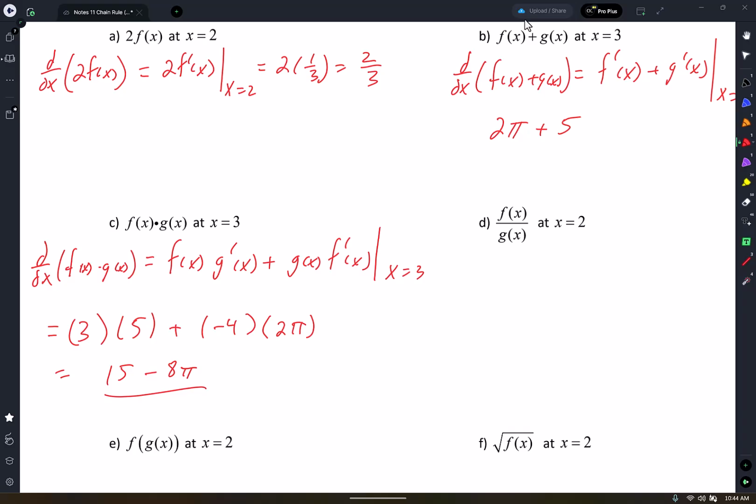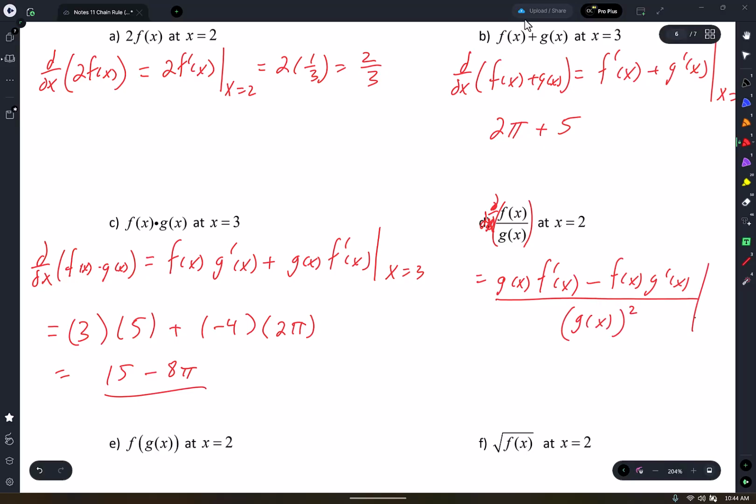What rule do I need for letter D here? Okay, so I'm running out of space. So I'm just going to do that to get my correct notation. Quotient. So I'm going to go bottom, derivative of the top, plus or minus? Minus what? Perfect. Bottom derivative of the top minus top derivative of the bottom, all over bottom squared. Evaluated at x equals 2.